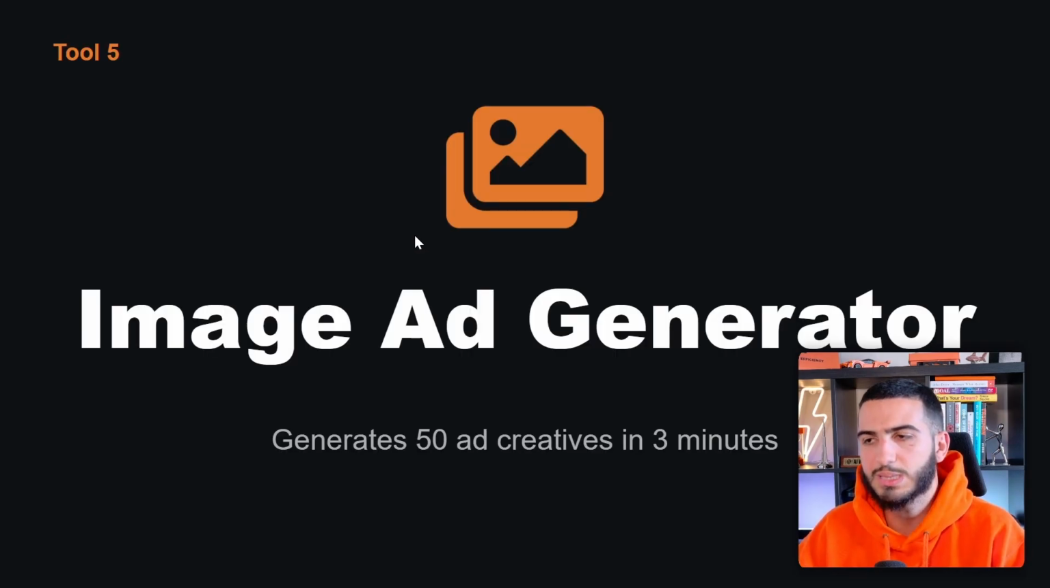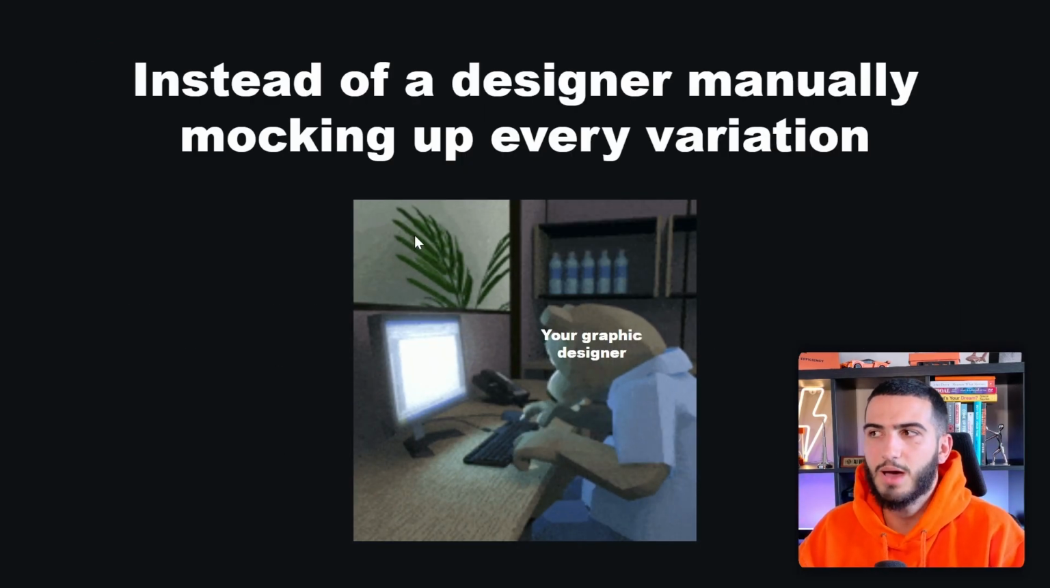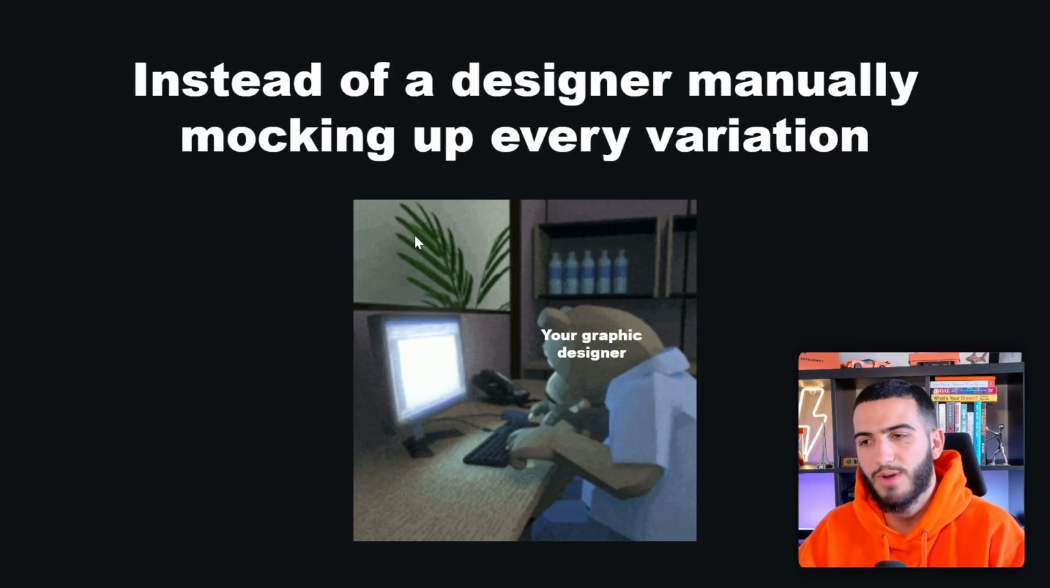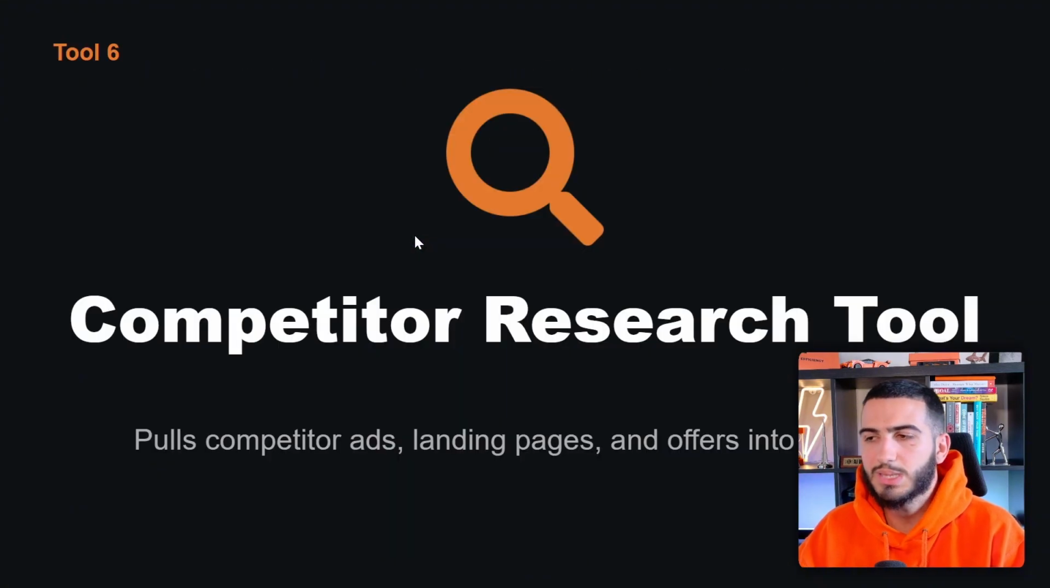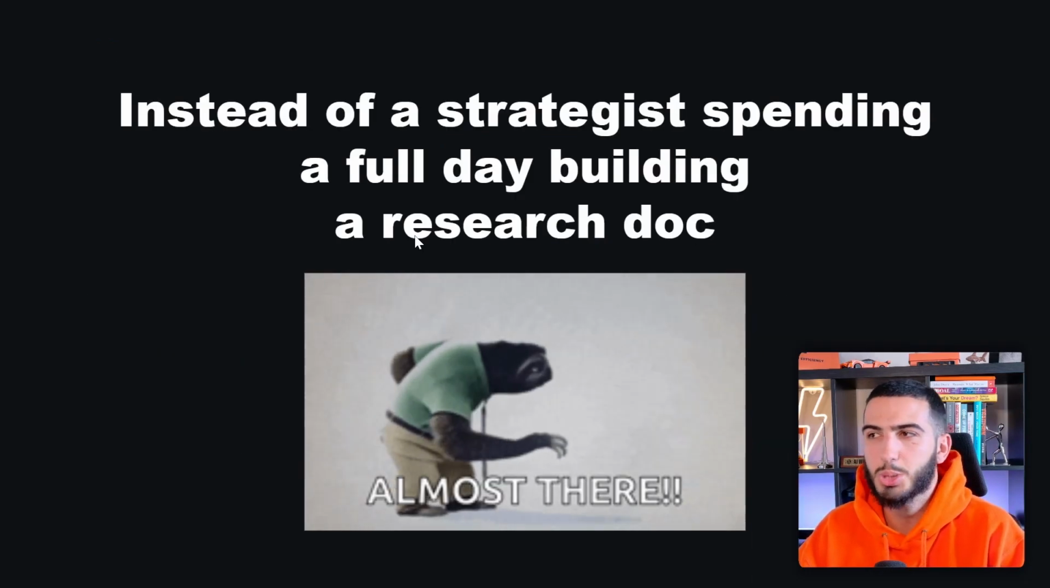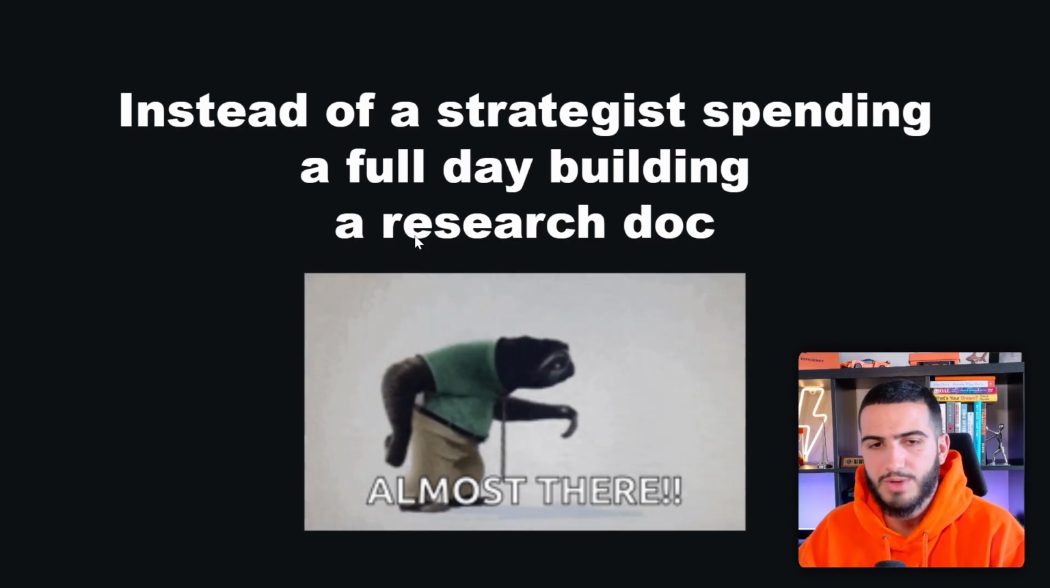The fifth tool you can set up is an image ad generator, which can generate up to 50 creatives in 3 minutes instead of having a graphic designer manually mocking up every single variation from scratch. The sixth tool you can set up is a competitor research tool, which automatically pulls in competitors' ads, landing pages, and offers into one brief instead of having a strategist spending a full day building a research doc for one client.